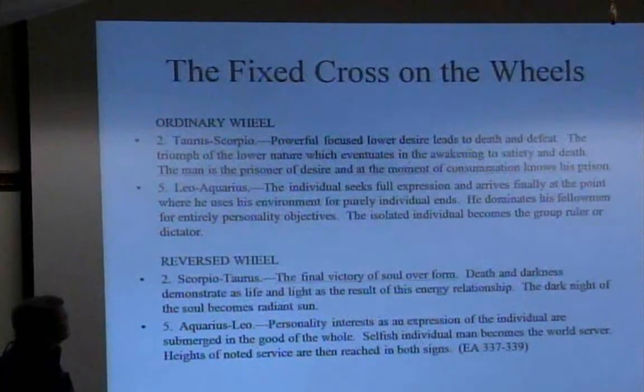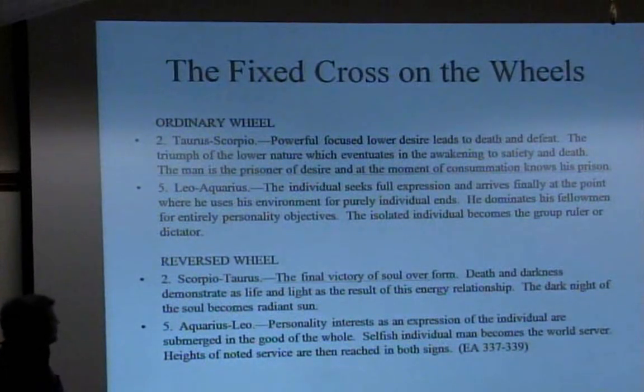unimpeachable anyway. Fixed cross on the wheels. The ordinary cross on the ordinary wheel. I've always loved this comment. I tease my friends with it all the time. Taurus, Scorpio. Powerful, focused, lower desire leads to death and defeat, the triumph of the lower nature, which eventuates in the awakening to satiety and death. The man is the prisoner of desire, and at the moment of consummation knows his prison. I think that's very funny.